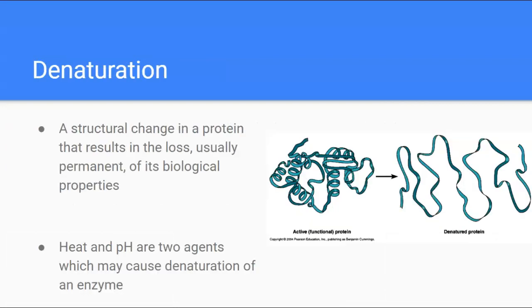We talked about denaturation briefly last time, but we're going to talk about it a little bit more in detail. Denaturation is just a structural change in a protein. It changes the shape of the protein, which usually results in the loss of its biological properties. This is almost always permanent, but I don't want to use the word always because there are exceptions, but typically permanent. Heat and pH changes are the 2 agents which may cause denaturation of an enzyme.